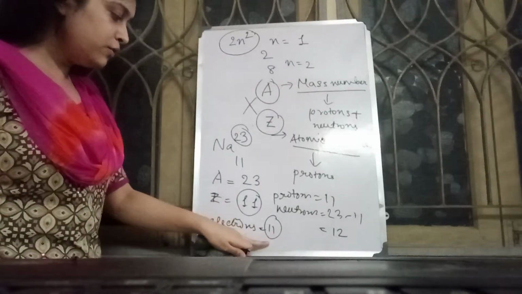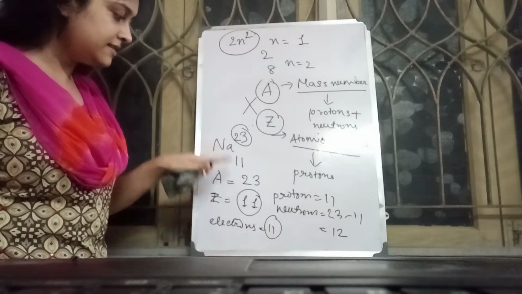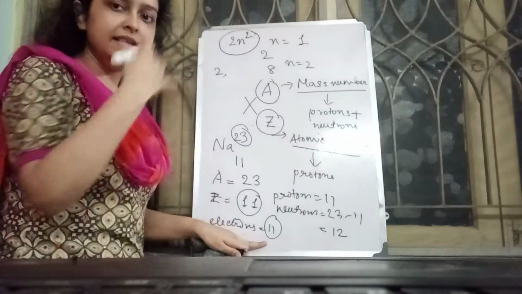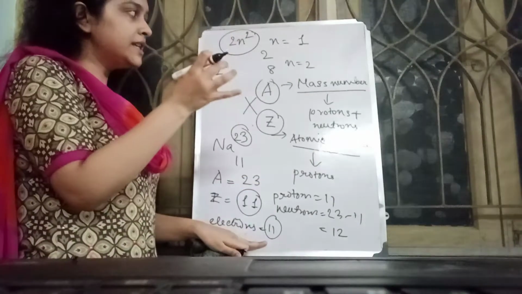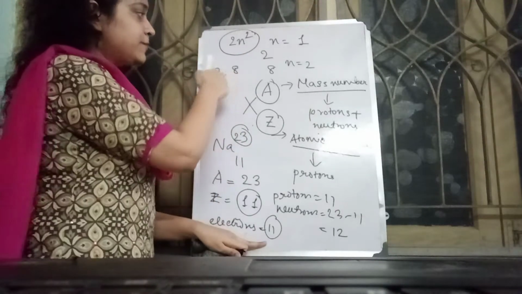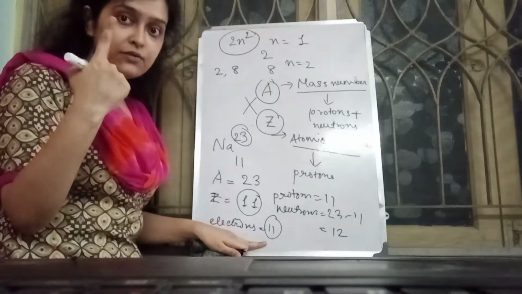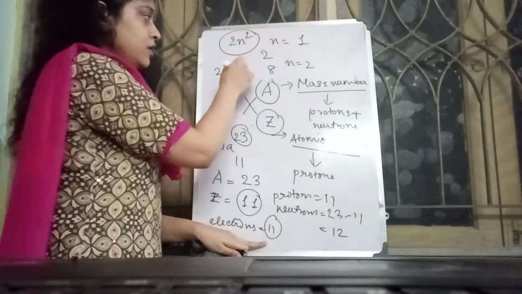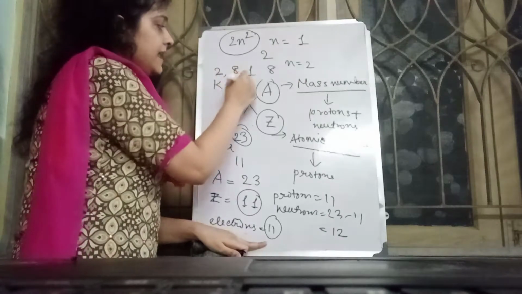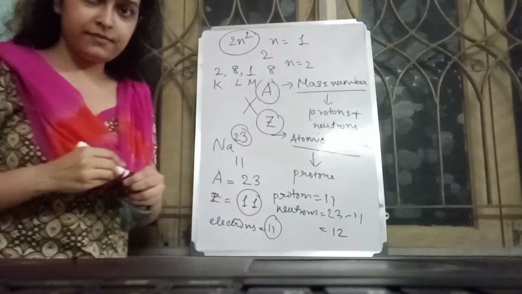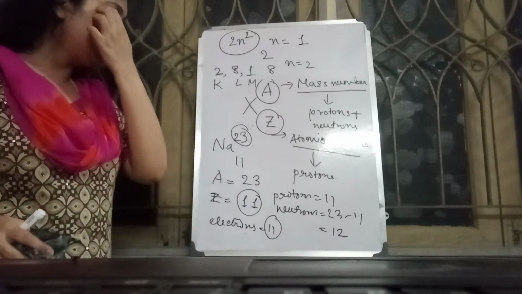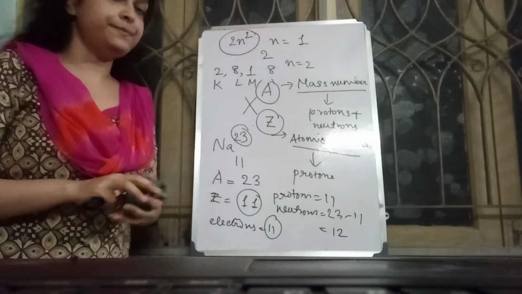Right? So then what is the electronic configuration for 11? The first orbit takes 2 maximum. The next orbit can accommodate a maximum of 8 electrons. So 8 plus 2 is 10, and we are left with only 1 electron. So the outermost orbit has 1 electron only. K shell, L shell, M shell. This is just a recapitulation, because you already know this electronic configuration.